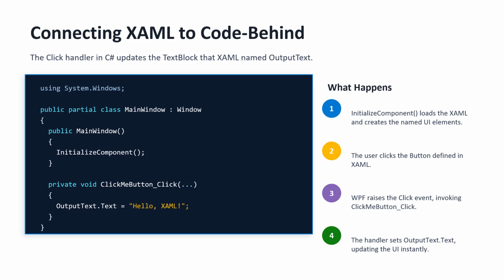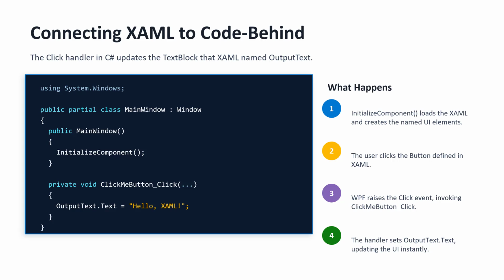Then we can see the clickMeButton_click method. This is our event handler. The exact method name that we wired up in the XAML's click attribute, and inside it a single line calling the outputText.Text property and setting it equal to a string, "Hello XAML". This will directly update the text block's content when the button is clicked.